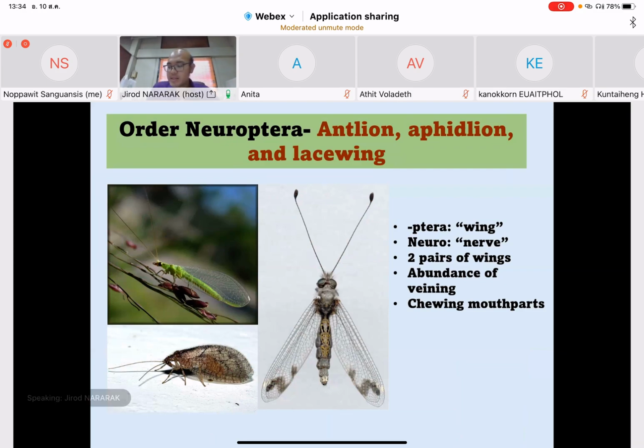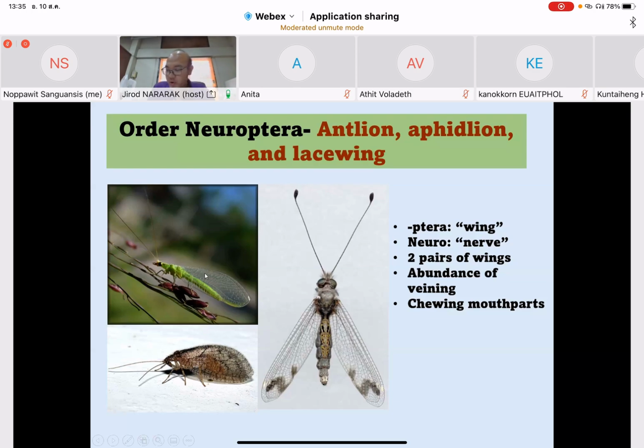So the next group is the Neuroptera, some kind of lacewing. Just remember, the lacewing is in this group, but it's the most part. If you find a member in this group, it's probably going to be, for example, like the green lacewing I showed you, which is shown in this picture. So remember once again, ptera means wing.